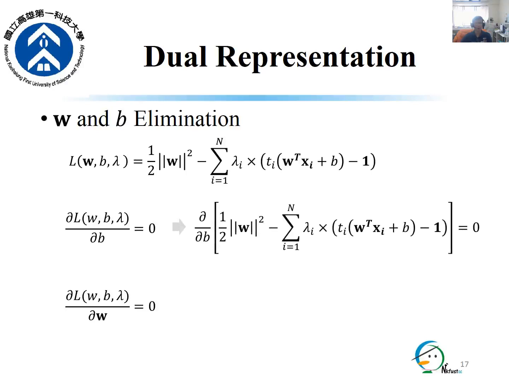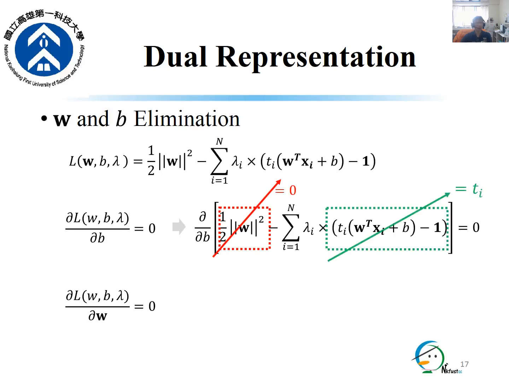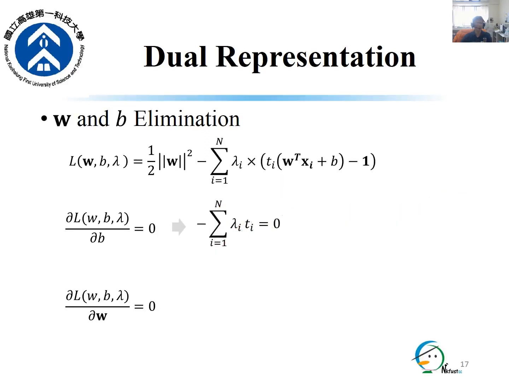According to fundamental theory of calculus, this term is 0 because it is not the function of the variable b. And this term becomes Ti because it has a variable b. Thus, partial L partial b becomes minus summation of lambda I Ti over I equal to 0. By multiplying minus 1 at both sides, we have a summation of lambda I Ti over I equal to 0.